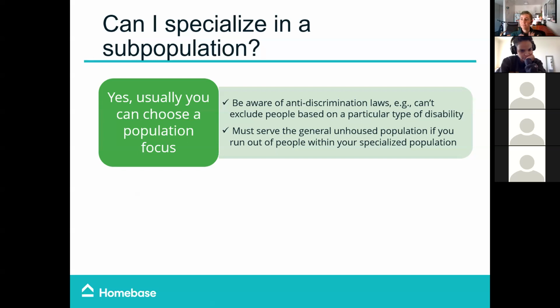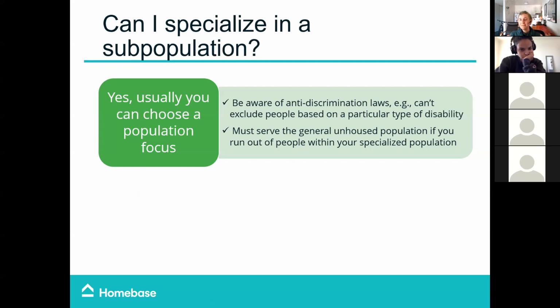So we want to be very aware of anti-discrimination laws. For example, it is prohibited to focus on people who have a specific disability, because that means you're excluding people based on the type of disabling condition that they have. But you can limit your population to generally people who have a disabling condition, but then you have to serve anybody who's referred who has any disabling condition.